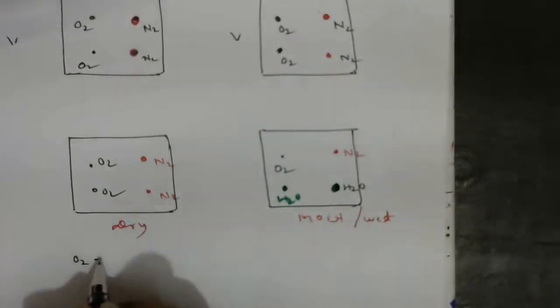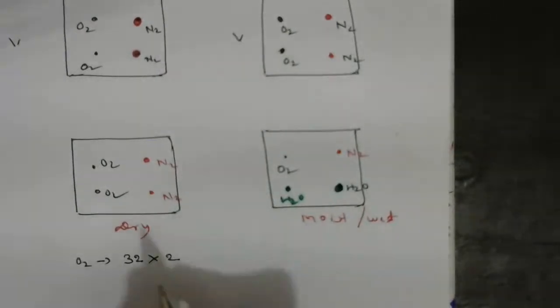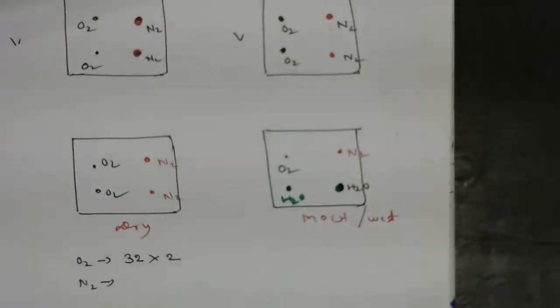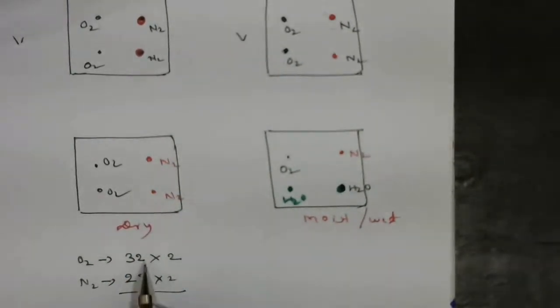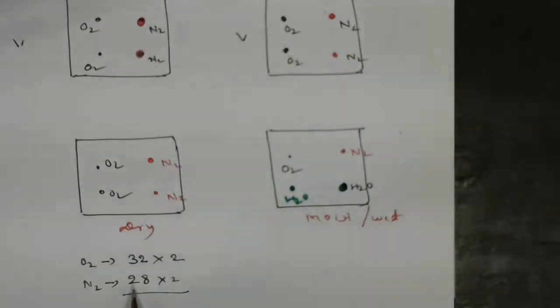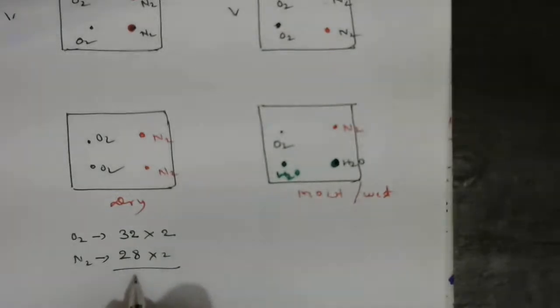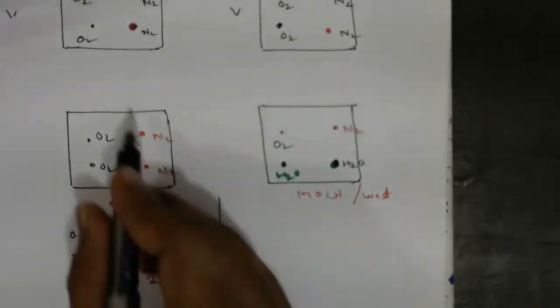Now calculate the mass of this one. O2, we know the molecular mass is 32, into how many molecules are there? 2. And N2, the mass number of N2 is 28, into 2 molecules, correct? 2 into 32 is 64, and this one is 56. After adding, we get 120. The total mass of this air we got is 120.